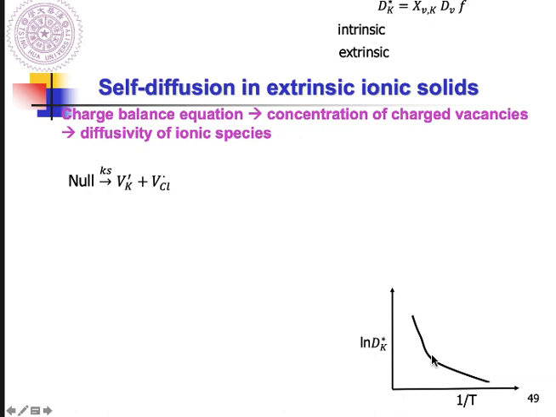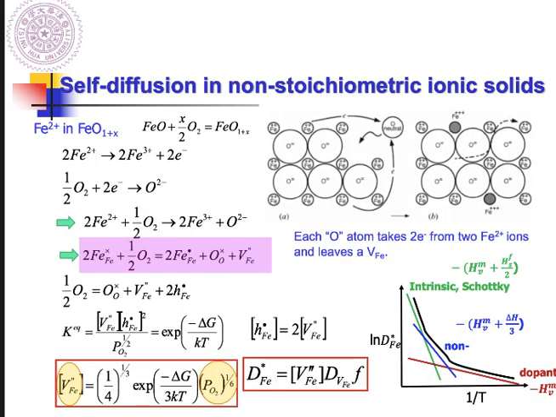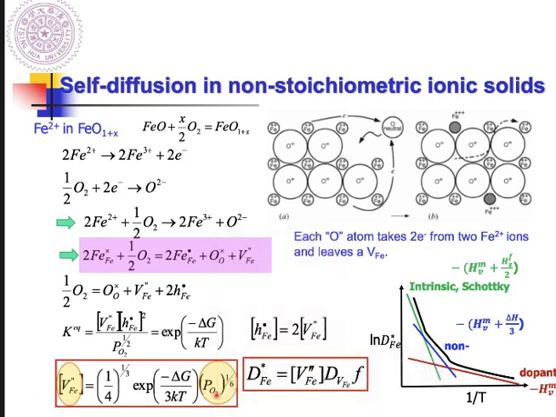Also, only below this region do intrinsic and dopant effects dominate in ionic materials, right? So just keep it in mind. The other information here is that, based on this relationship, the VFE is proportional to the partial pressure of oxygen.